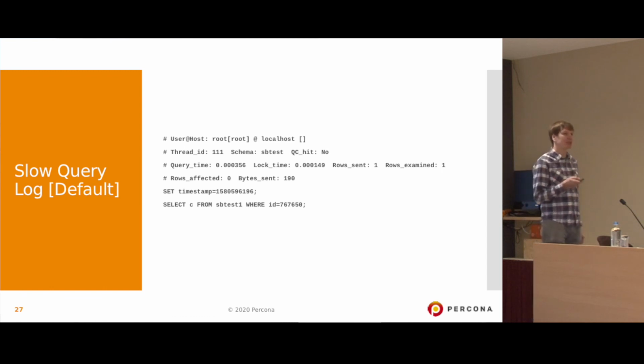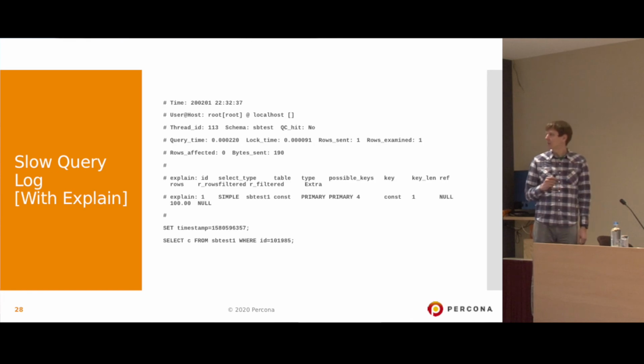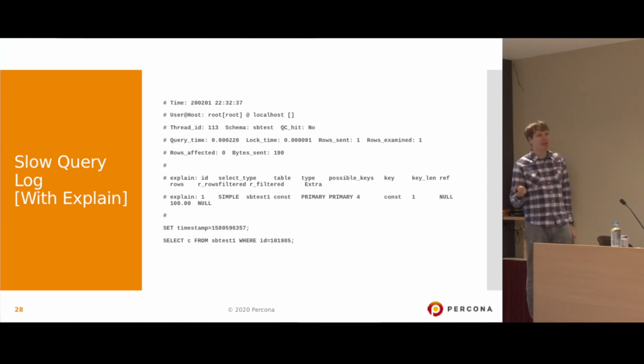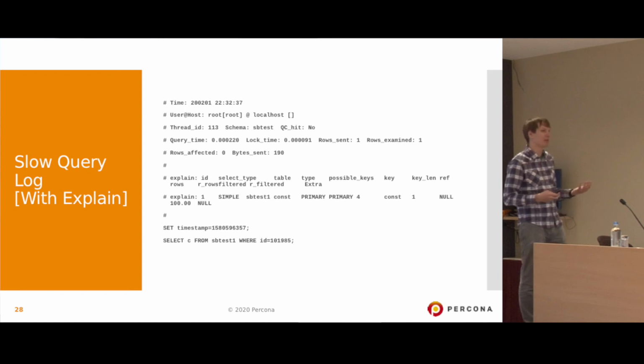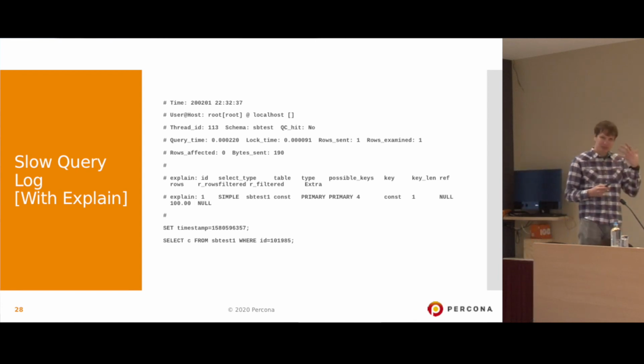One of the very cool features that MariaDB has, which MySQL, for example, doesn't, is you can also enable the explain output to be stored in the slow query log, which is especially helpful if you use slow query log for all the queries, right? You set the long query time to some high value, and then if the query goes slow, you can see the explain plan right here in the log showing why it was slow.